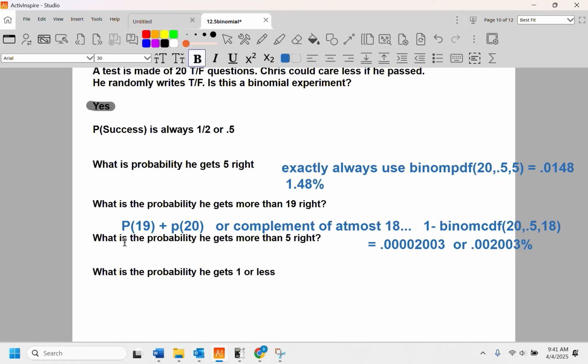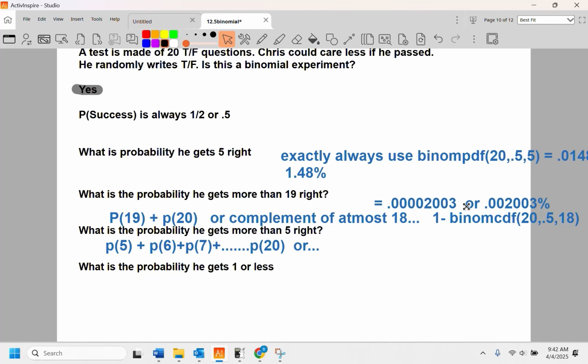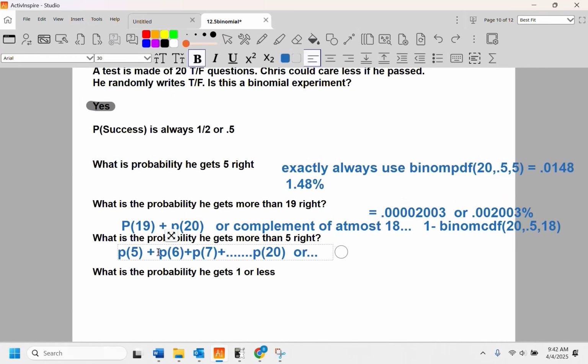All right, what's the probability he gets more than 5 right? If I did this the long way, this would be the probability of 6 plus the probability of 7 plus ... the probability of getting all 20 right. Or, and hear me out, this is why the complement's such a big deal. It's the complement of at most 5. Starts at 6 and moves on, okay?